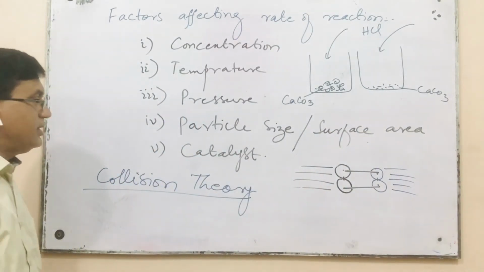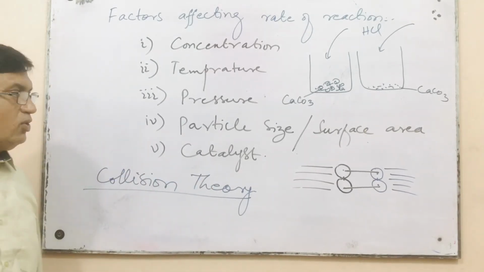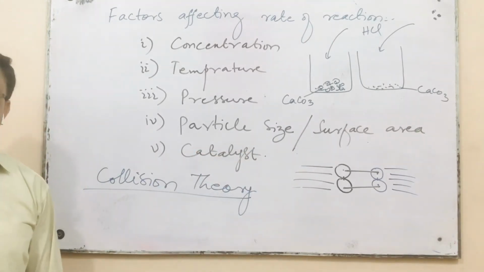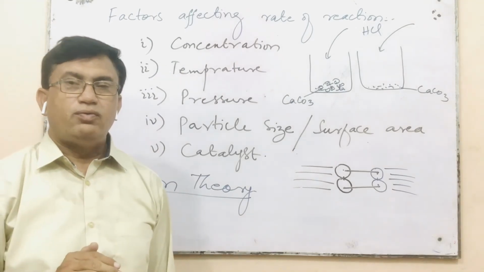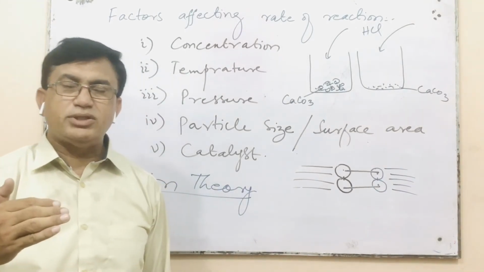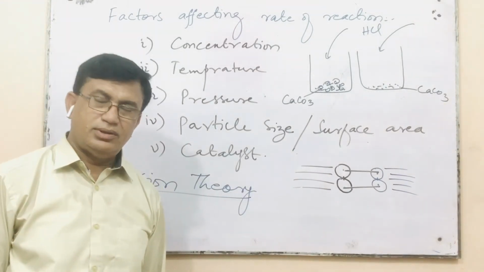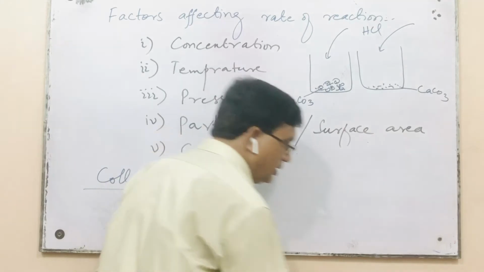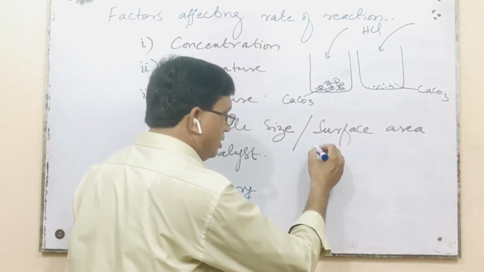Now, next is the effect of catalyst. What is the effect of catalyst? A catalyst is a substance which increases the rate of reaction by decreasing the energy of activation. That can be represented using a graph.